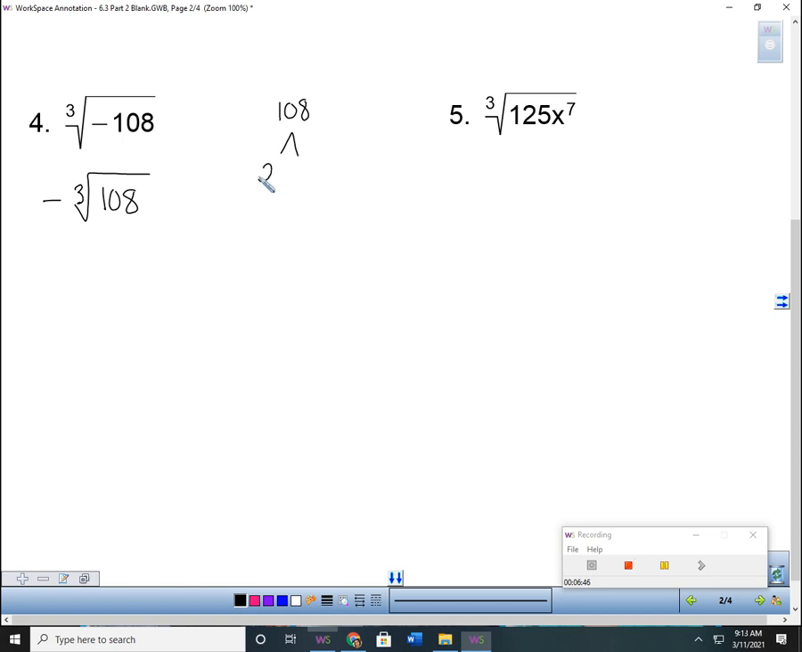108, that would be 2 times 54. And 54 is 2 times 27. And 27 is 3 times 9. And 9 is 3 times 3. So I have 3 of the 3's. We like it when we get a 3 up there, right? And then I have 2 of the 2's.